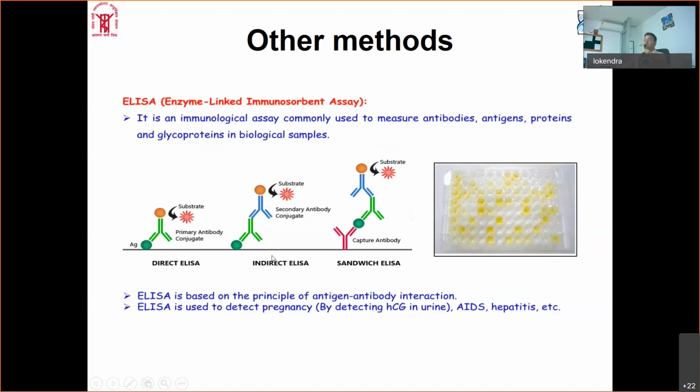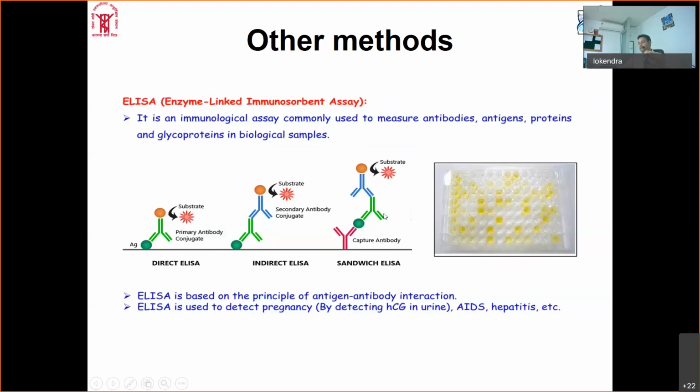And sometimes to increase the specificity, we use sandwich ELISA, in which the antibodies which are specific to certain antigens are first coated on a plate, and then your samples in which you have your antigen can be added, and then this antigen is bound by the primary antibody, and then this primary antibody is again bound to the secondary antibody which has an enzyme linked to it.